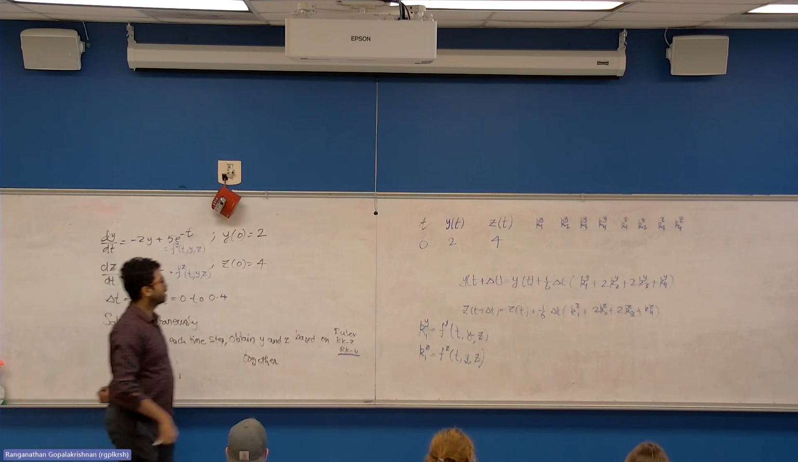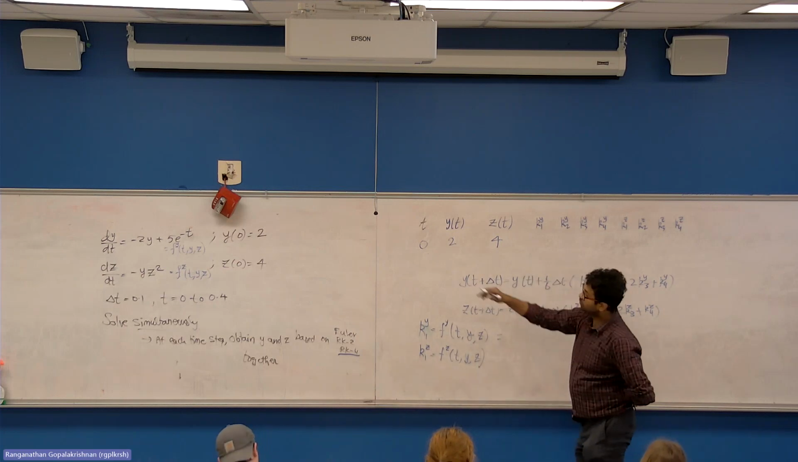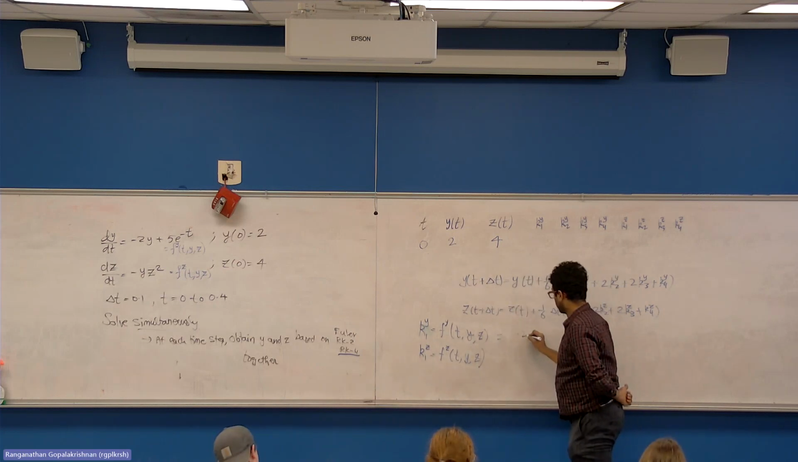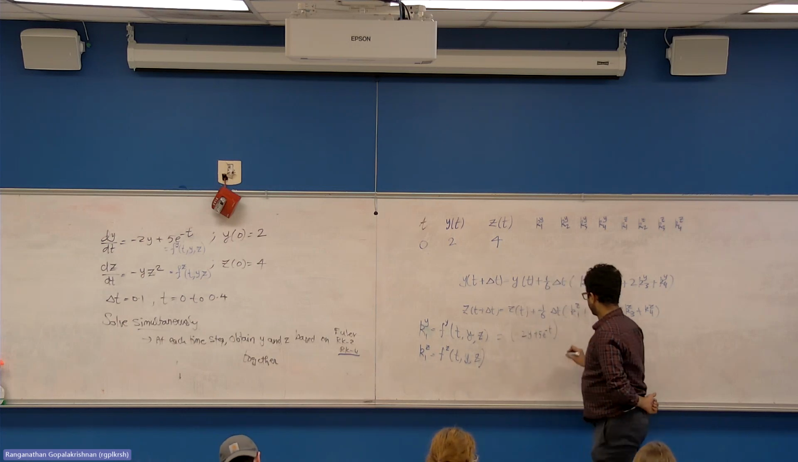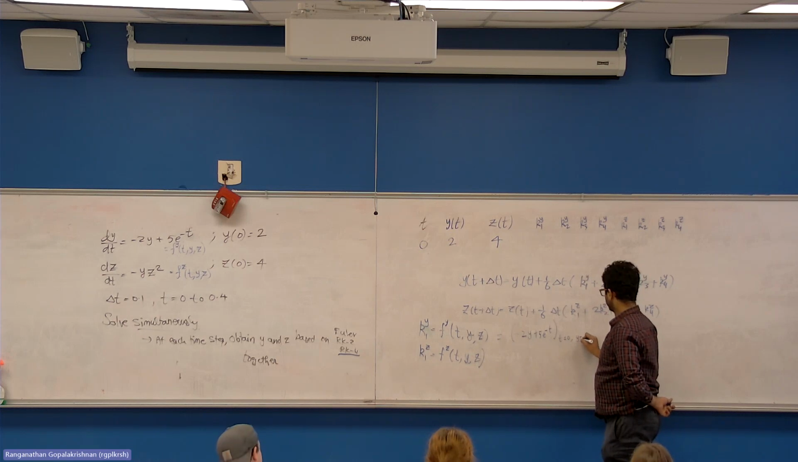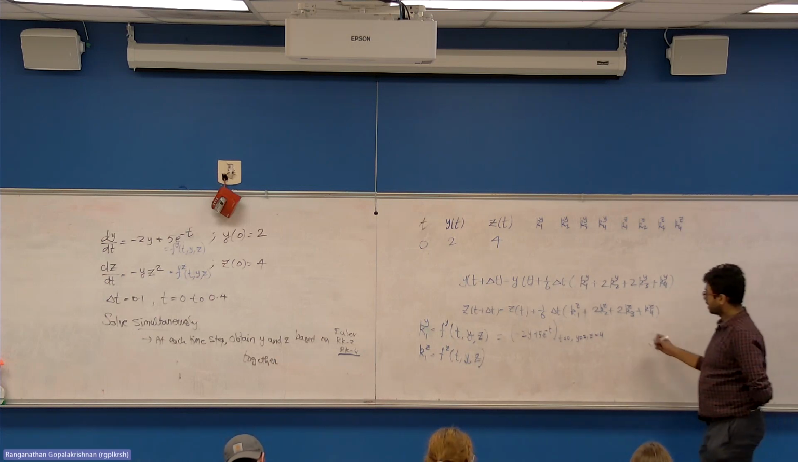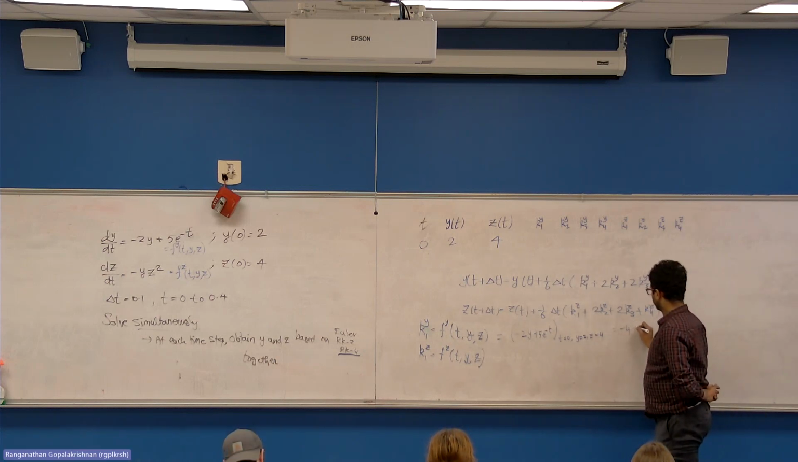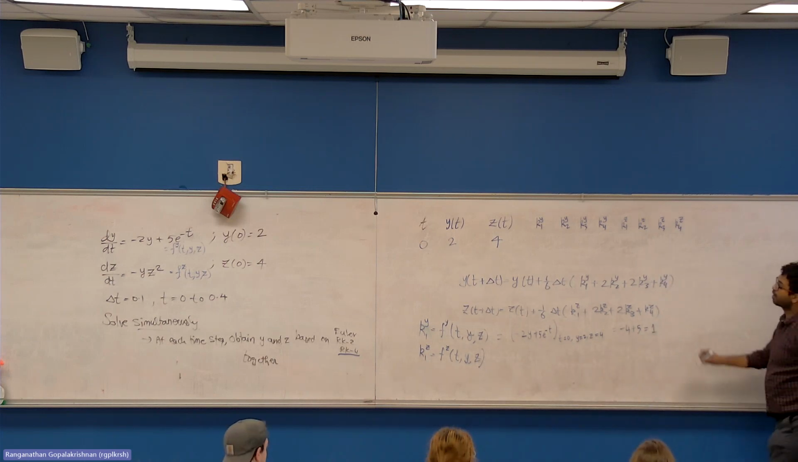What is k1y? K1y is the function minus 2y plus 5 e power minus t, and you have to evaluate this at time 0, y equal to 2, and z doesn't matter because it doesn't appear, but z is equal to 4, which is like saying this is minus 4 plus 5 equal to 1. K1y is 1.